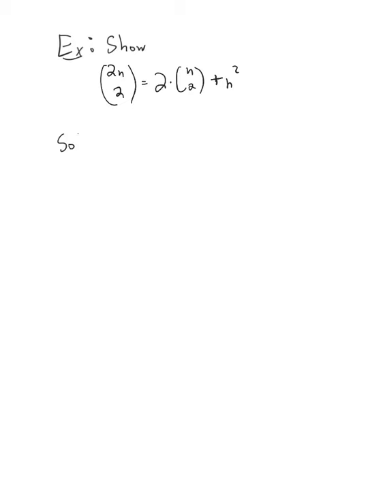Okay, let's do another problem. Let's show that 2n choose 2 is the same thing as 2 times n choose 2 plus n squared. Having a lot of experience with this, just looking at this problem, I know it's not going to be too difficult. I know it's just going to be fairly straightforward.